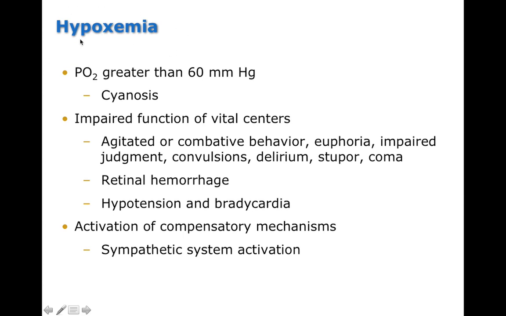Now, what can typically lead to hypoxemia is impaired function of the vital respiratory centers. And so what we'll find then is that if your brainstem is inhibited, individuals may become agitated or combative. They may have senses of euphoria, impaired judgment, convulsions, delirium, even stupor and coma are severe examples. These individuals may also have retinal hemorrhage, and this is due to massive vasodilation within the retinas, causing leakage of blood. And then we also have hypotension and bradycardia as a result of your cardiac muscle not being able to produce enough ATP to pump effectively.